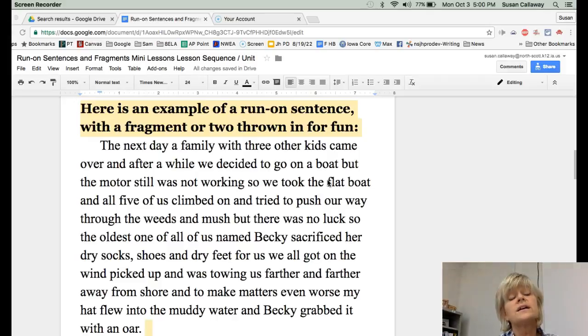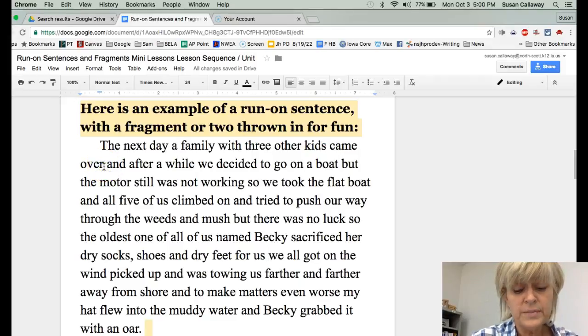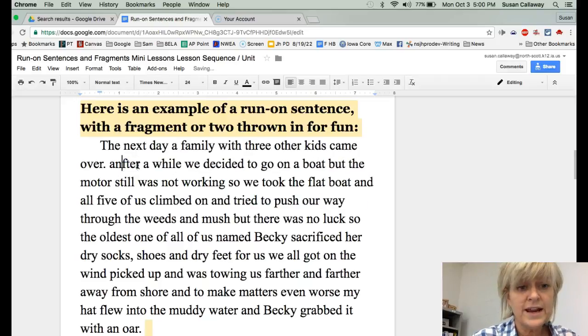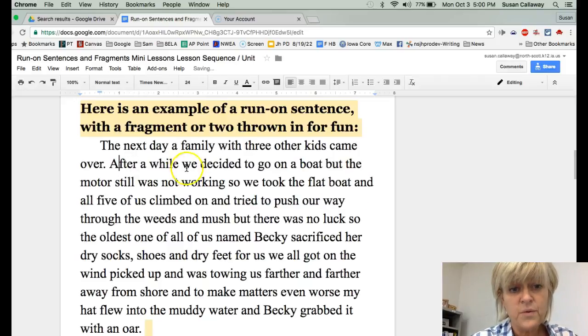So that needs periods, and it needs to be broken up. So here's how to do it. The next day, a family with 3 other kids came over, and you put on a period. That's a complete thought. Get rid of that and. After a while, we decided, I'll put a comma there.